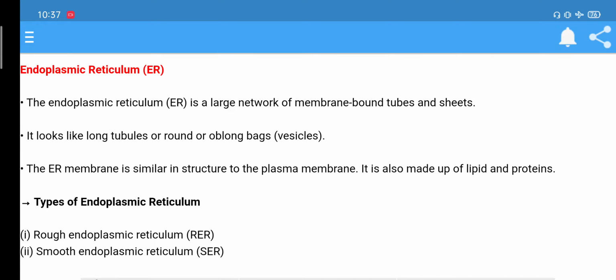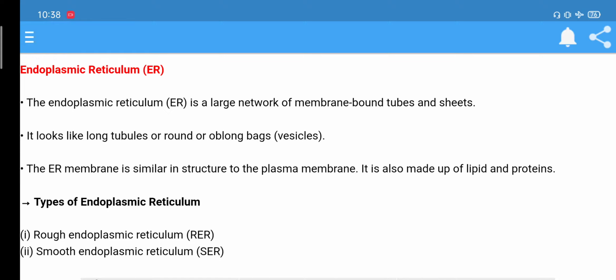In previous lectures we studied the introductory part of the cell and a few structural parts of the cell. In today's lecture I will discuss the internal parts of the cell, which are generally known as cell organelles. Number one is the endoplasmic reticulum.